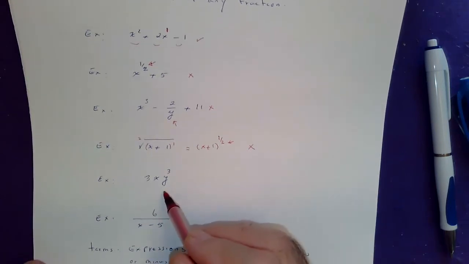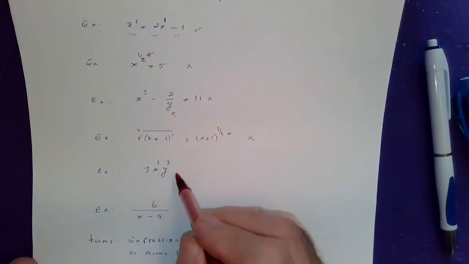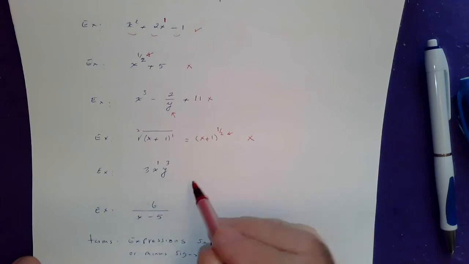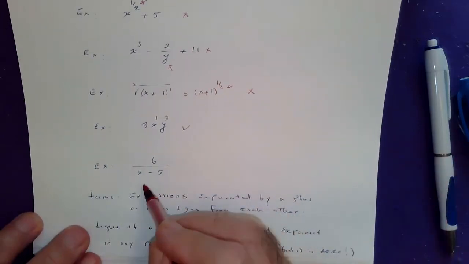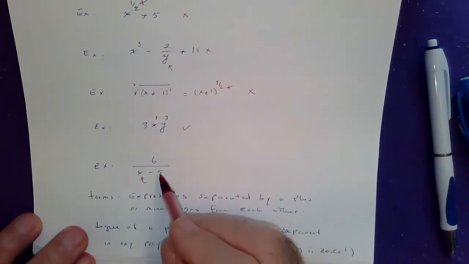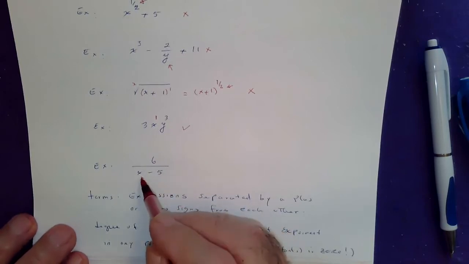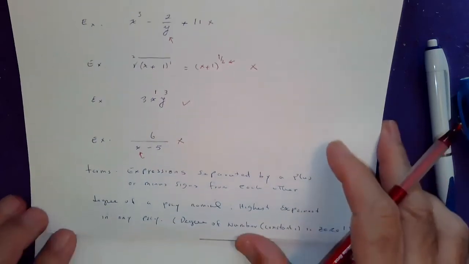Is this a polynomial? Yes, it is, because the powers of x and y happen to be whole numbers. As a matter of fact, this is called a monomial, which means single term. So this one is good. What about this one? No, it's not a polynomial. We will learn all about these kinds of expressions called rational expressions. This is not a polynomial because there is an x at the bottom of the fraction.